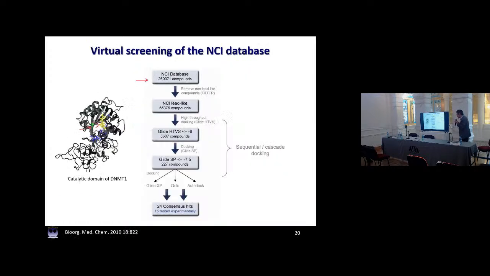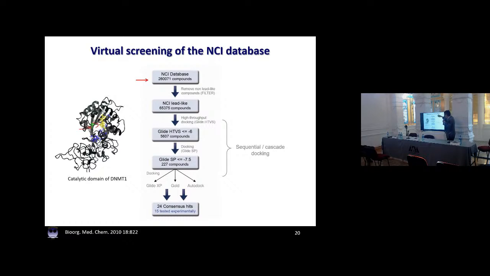So we started this research program quite like 12 years ago, screening a public library, the National Cancer Institute database. I'm going to go through this process very fast because it was basically our starting point in this research area. This database contains more than 260,000 compounds. The first step was to remove those compounds with really low probability to become a drug, let's say compounds with very large molecular weight, potential toxicity, and so on.